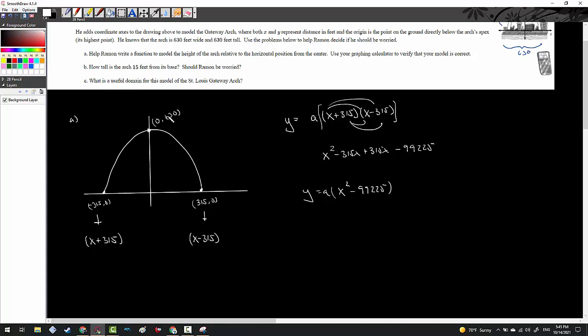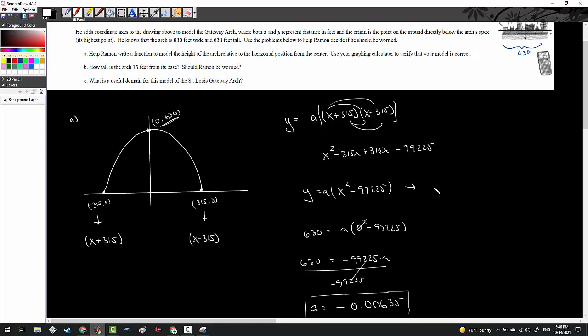So how do I figure out the a value? Well, this is why we have our y-intercept here. This is going to be 630 equals a times 0 squared minus 99225. 0 squared is 0, so what I have is negative 99225 times a equals 630. Divide by negative 99225, and what I have for my a value is going to be negative 0.00635. So my actual equation is y equals negative 0.00635 times parentheses x squared minus 99225. And that is a right there.